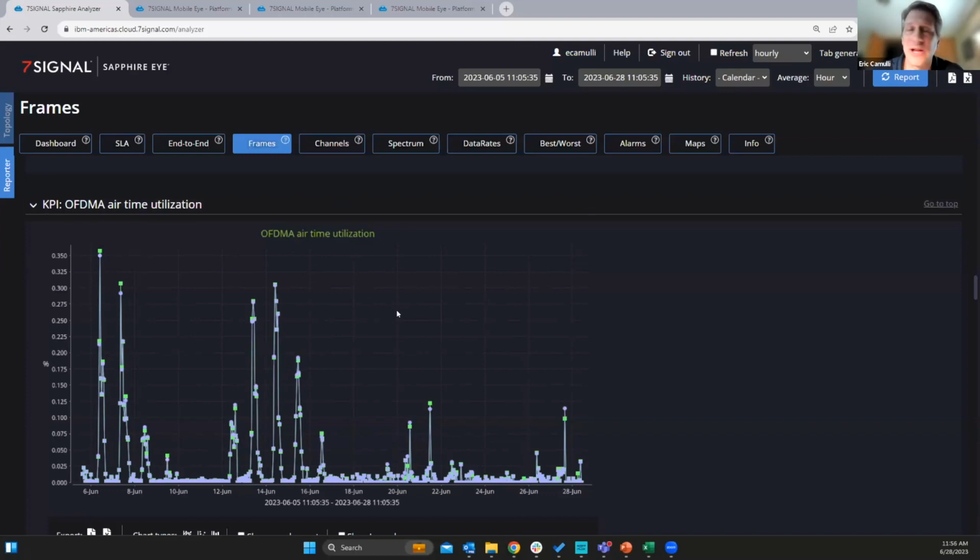And that's what we're doing right here with the Sapphire Eye. We're measuring what is going on, and we can't manage anything that we don't measure. So there you have it. Now let's move on to Mobileye.